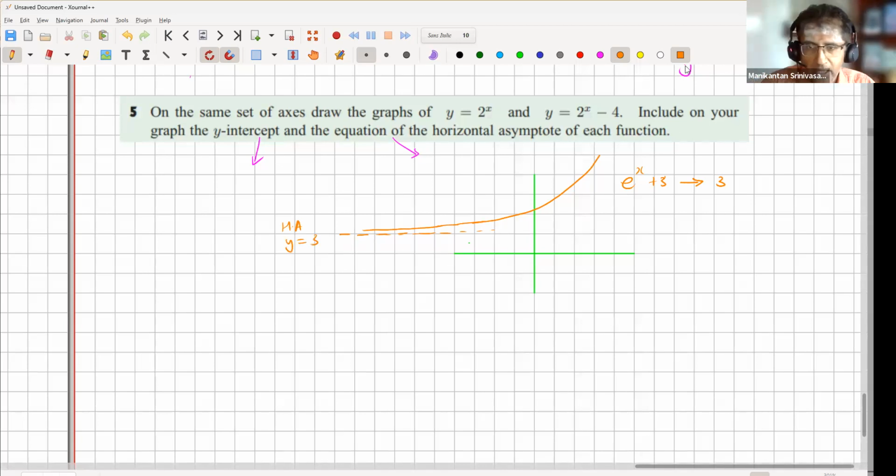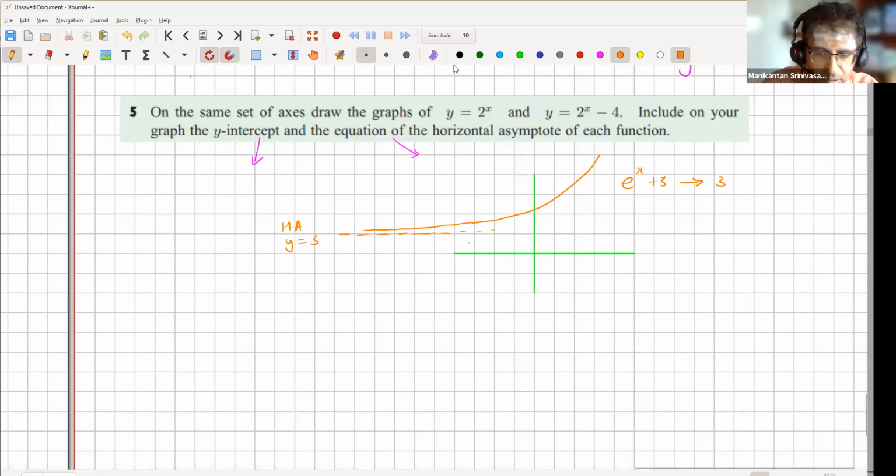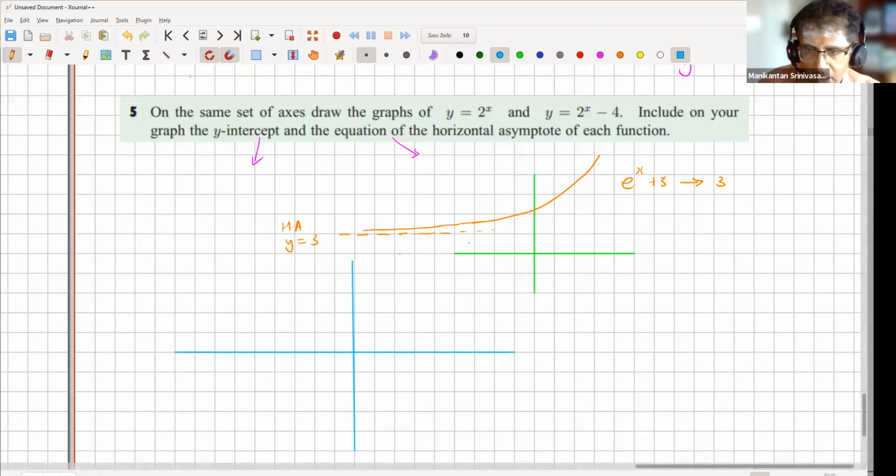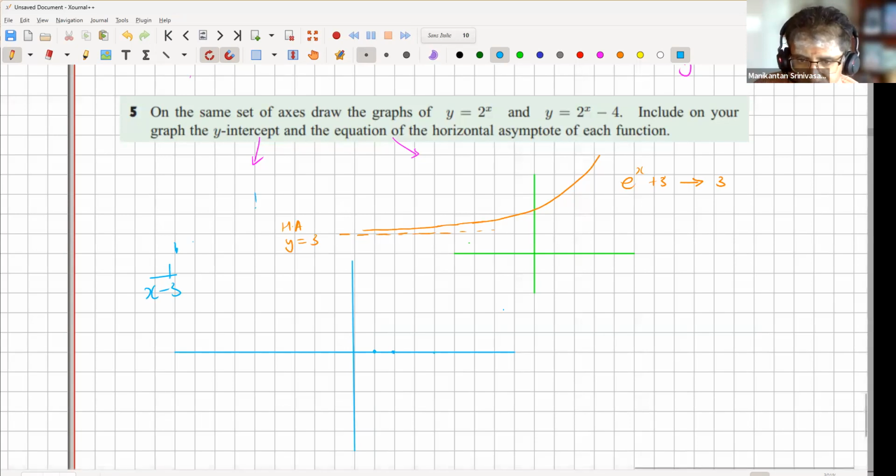Right? And similarly, you can have a concept of a vertical asymptote. So for example, again, a completely different problem. Suppose I have, we will do more on this when we plot functions. So suppose I plot 1 upon x minus 3, right? So at x equal to 1, it's well behaved. X equal to 2, it's well behaved. X equal to 4, it's well behaved.